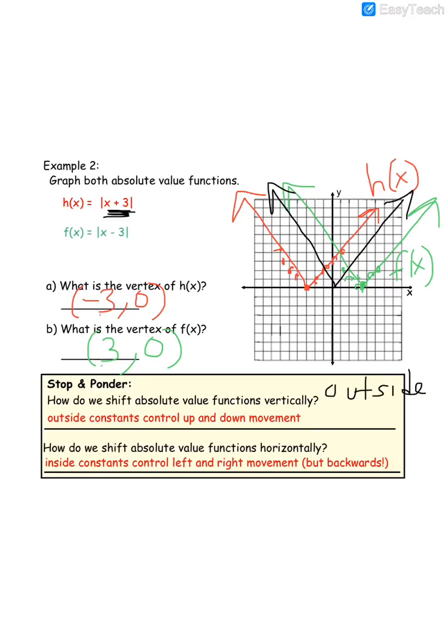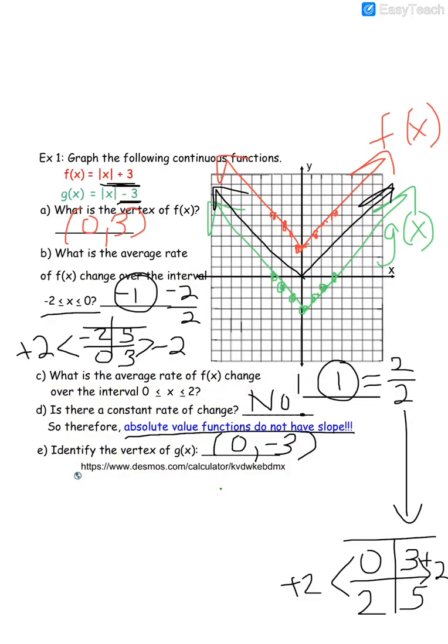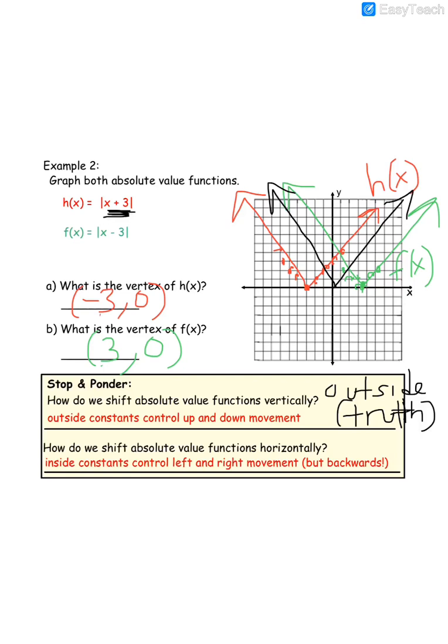So the outside would tell the truth. That was in the prior slide. So I'm going to go backwards for a second. The outside, let's go back here. So here they were outside and it told the truth. So here when it was +3, we went up 3. When we had a -3, it went down 3. So that tells the truth.